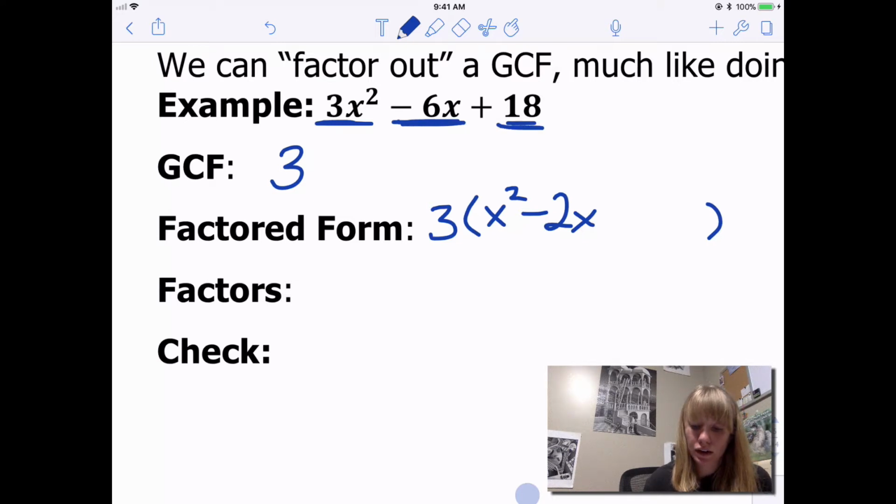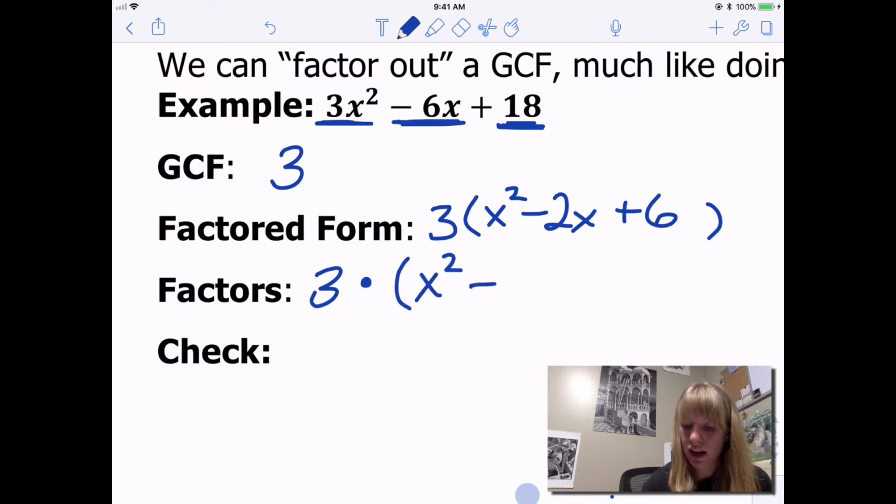And then the last term, I say, what times 3 gives me positive 18? And 3 times 6 is positive 18. So that is the factored form. I have 2 factors. I have 3, and then my second factor is this whole parenthesis, x squared minus 2x plus 6.